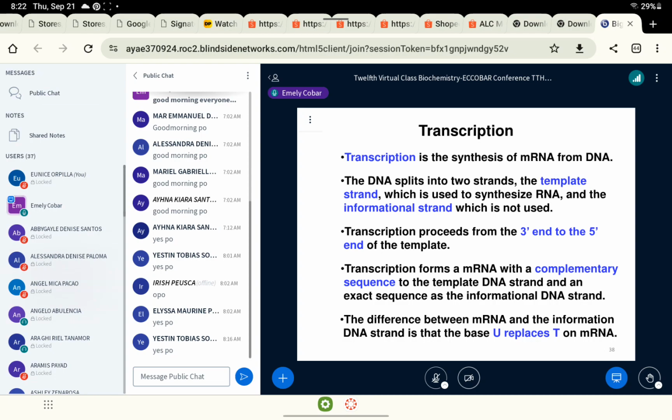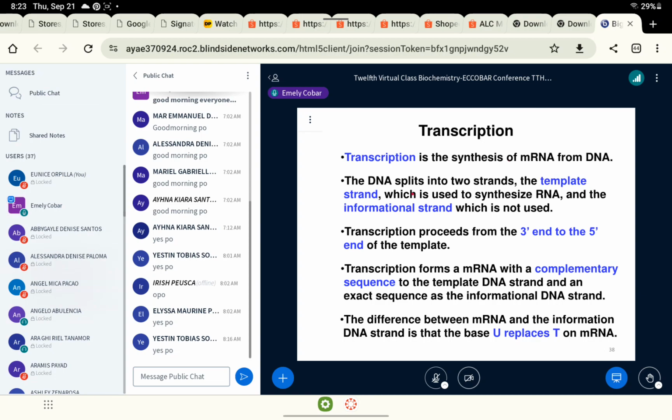Okay, next. So, nasaan na ba tayo papunta? Now that we have learned the features of RNA, we're now on the second key process, which is transcription. The information in the DNA is now passed on to the RNA, specifically mRNA. So, transcription is the synthesis of mRNA from DNA. Since DNA is nasa nucleus, so therefore, sa nucleus na ang site of synthesis ng mRNA.